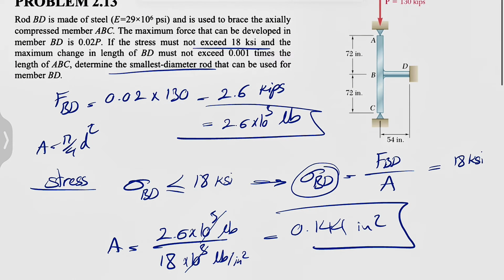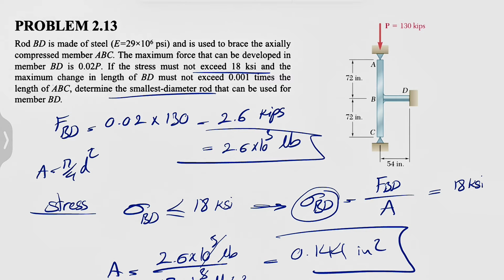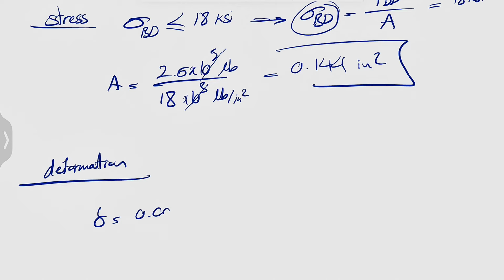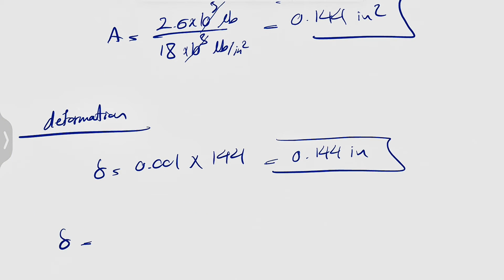So that was based on the stress condition, and now let's go based on our deformation. For the deformation, we know the maximum change in length must not exceed 0.001 times the length of ABC. The length of ABC is basically 72 plus 72, which is 144. So our deformation would be 0.001 times 144. This is going to give us 0.144 inch as our deformation.